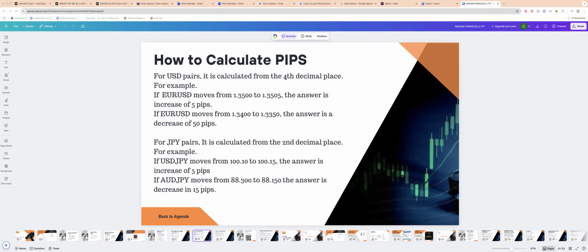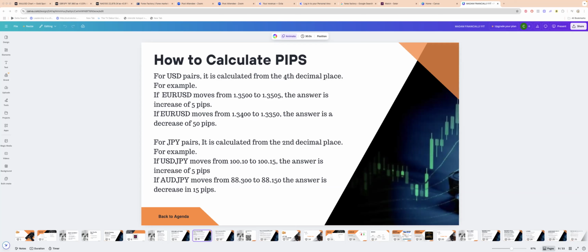So you're joking if you don't know how to calculate pips, because that is what you use to determine how much you're going to make in the market and how much you're risking if the market goes against your analysis. For USD pairs, pips are calculated from the fourth decimal place. For example, EUR/USD moved from 1.3500 to 1.3505. What is the fourth decimal place?